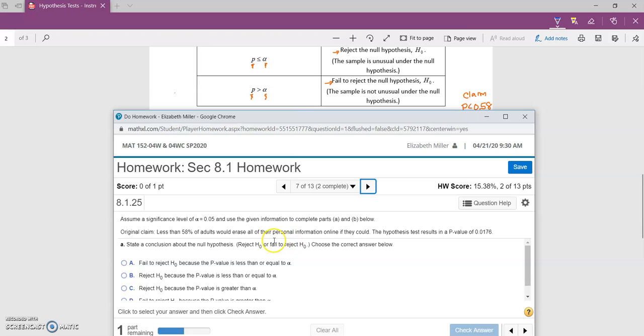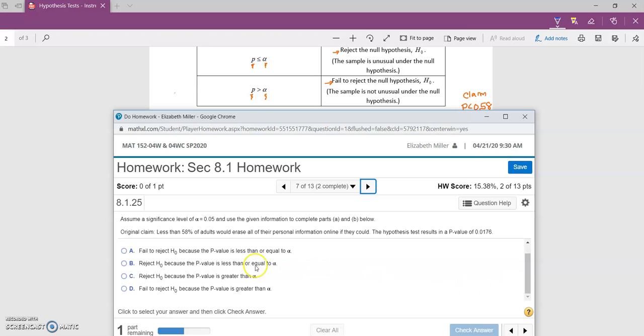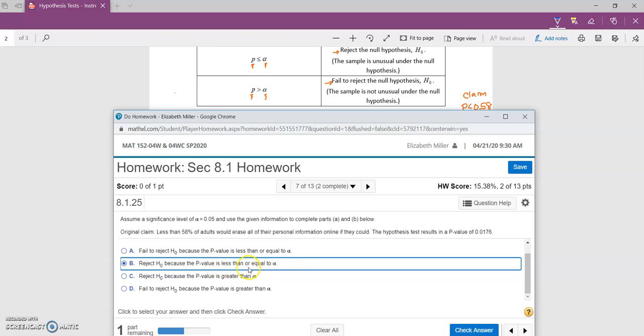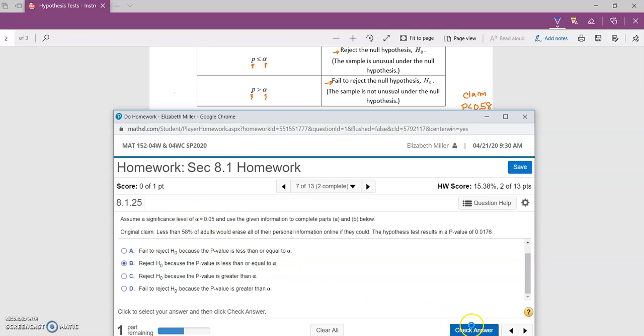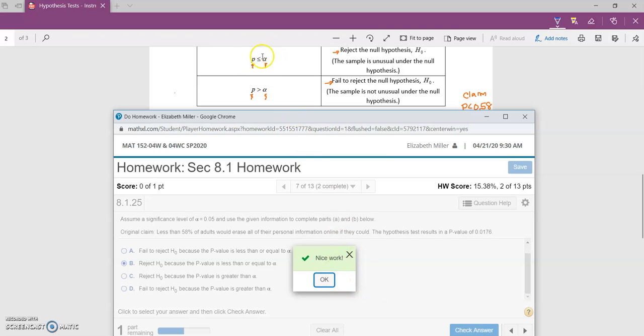Then it says that you run the hypothesis test in your calculator and you get a p-value of 0.0176. So this is what would come out of the calculator when we get to that part. 0.0176 is less than the significance level. So because it is less than, we are going to reject H0, because the p-value is less than or equal to alpha. If it is less than alpha, we reject H0.